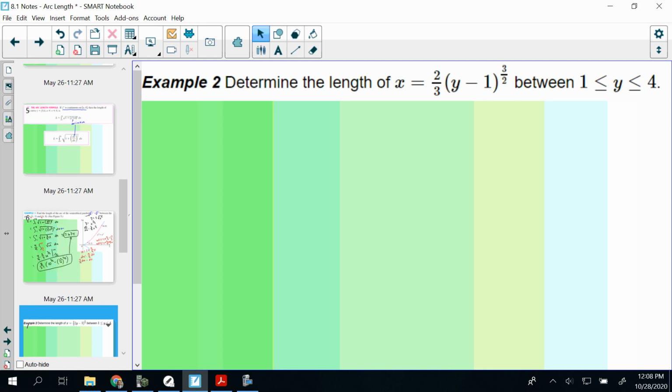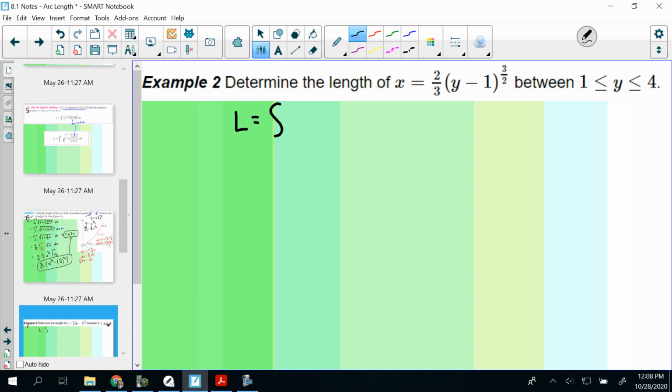All right, let's try another one. Determine the length of this function between 1 and 4. Now notice on this one, this is a function of x in terms of y, and our limits are y values. You can still find arc length this way. Just know that when you're doing this, instead of from a to b, you want those y values.